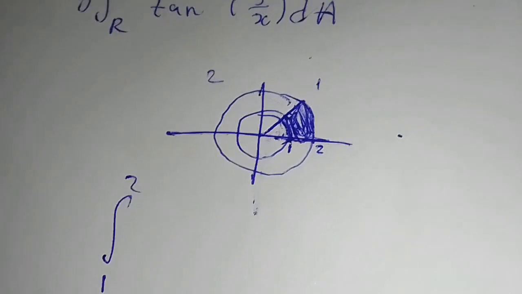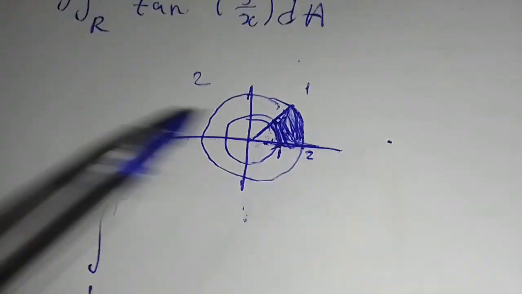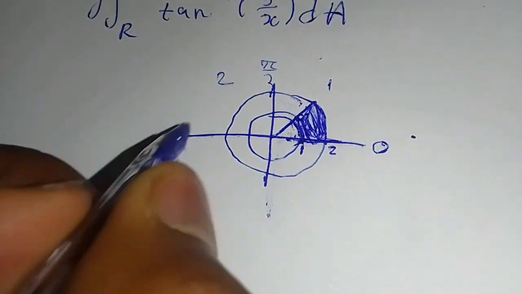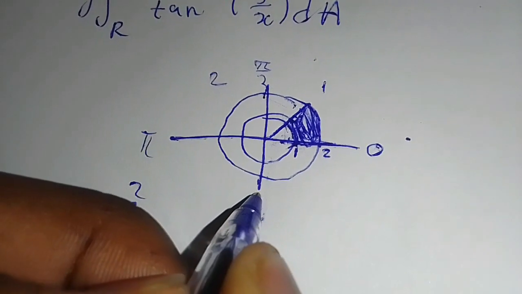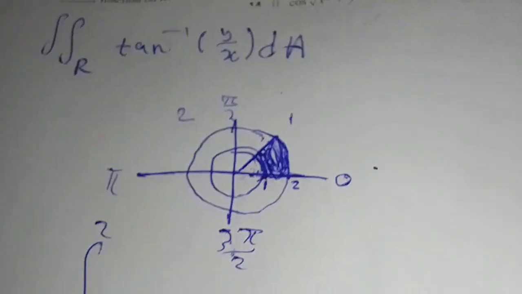But now the angle theta changes. Okay, we are starting at 0. We know that here it's where theta equals 0. Let me just write that. Theta is 0. Here theta is pi over 2. And here theta is pi. And then here it's 3 pi over 2. And you're just going to progress like that.